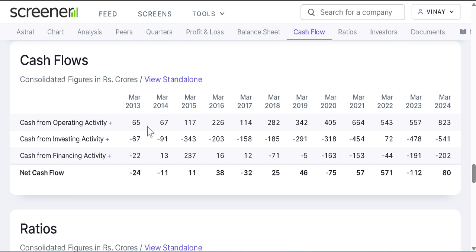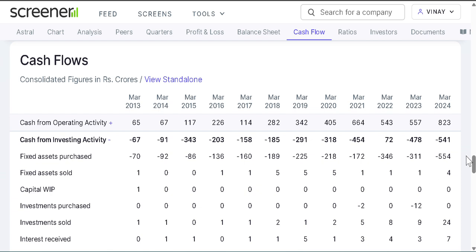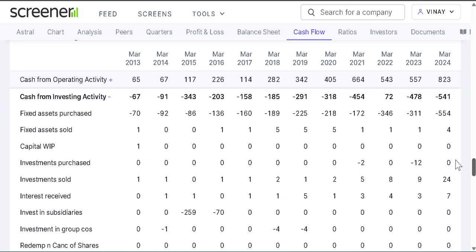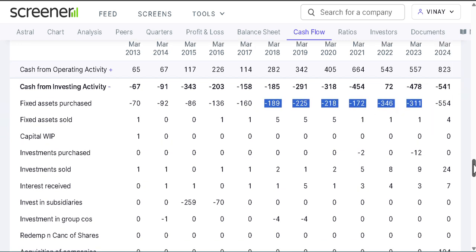Okay, now this is called CFO, cash from operating activity. Second is the CFI, cash from investing activity. So what does it entail? This is generally a negative figure because once the company gets the cash, it should invest also. So this is fixed assets purchased. It is very good that it is purchasing, so giving out money, negative entry.